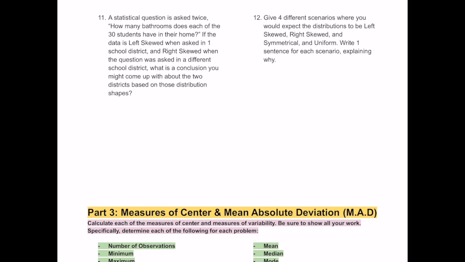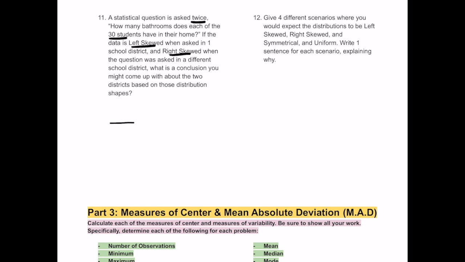Number 11, a statistical question is asked twice, okay? 2 times. How many bathrooms does each of the 30 students have in their home? If the data is left skewed when asked in one school district and right skewed when asked in another school district, what is a conclusion you might come up with about the 2 districts based on those distribution shapes? Okay, so there's 2 scenarios happening here.